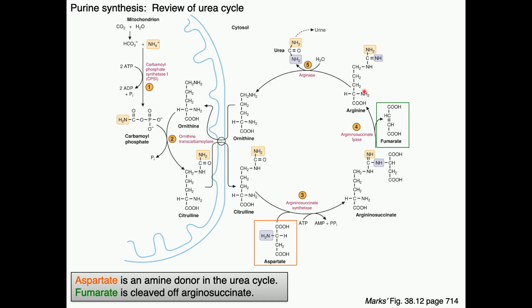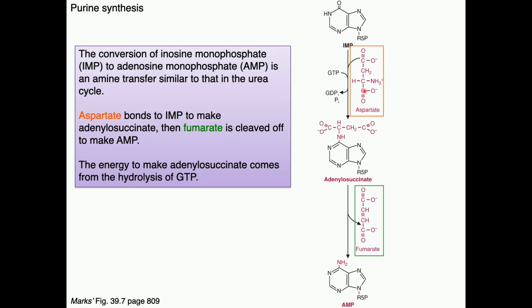Now we have a very similar reaction in the conversion of inosine monophosphate to adenosine monophosphate. In this case, we've got aspartate bonding to the keto carbon here through that nitrogen. So this part in pink here is aspartate. Then everything but that nitrogen is going to be cut off as fumarate to leave the adenosine base.